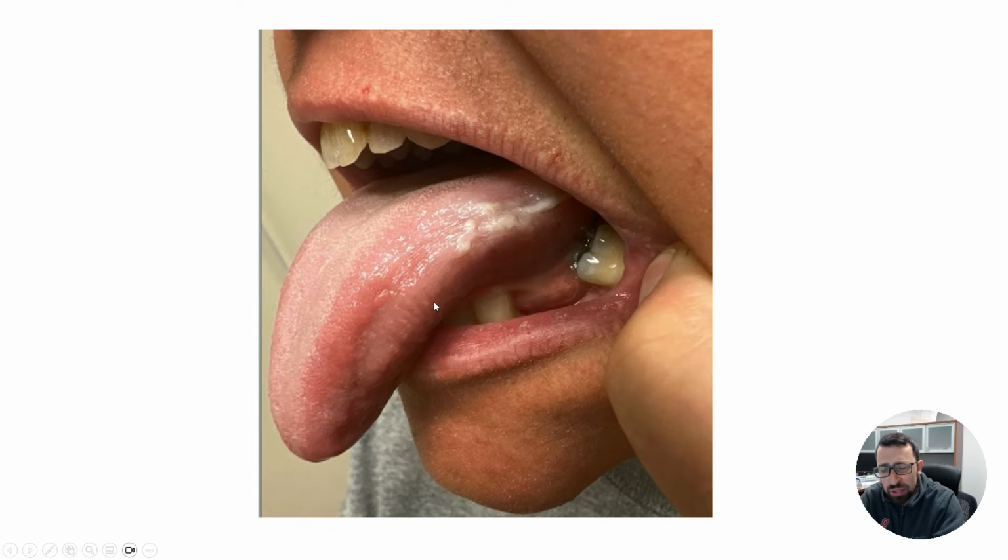And then immediately you should ask yourself, why is this localized to the lateral aspect of the tongue? What's unique to that area? Why is this not dorsally located? So something like oral candidiasis is usually going to be more midline or throughout or dorsally located on the tongue.